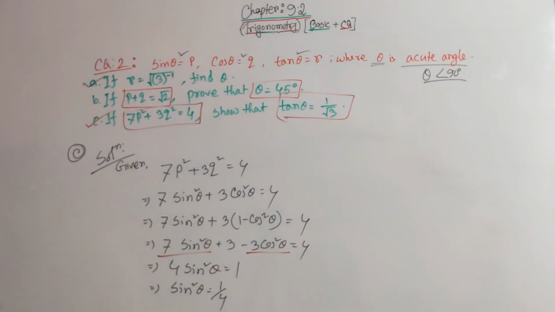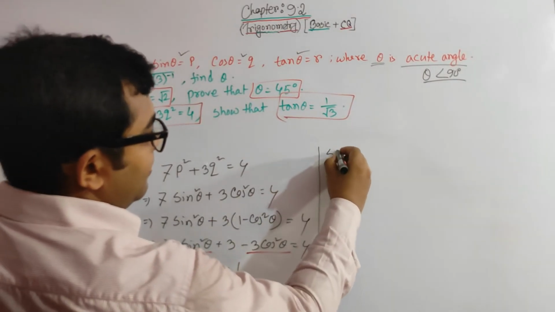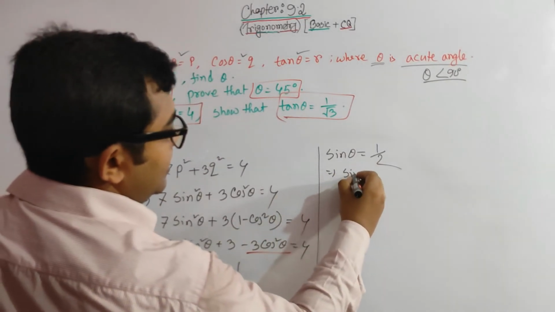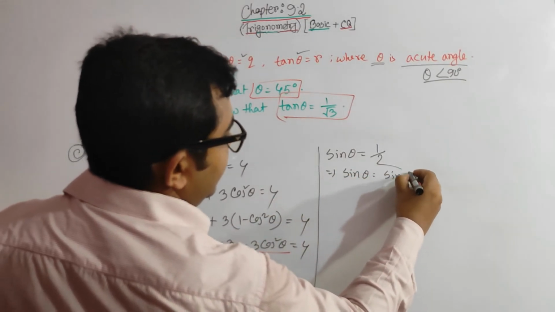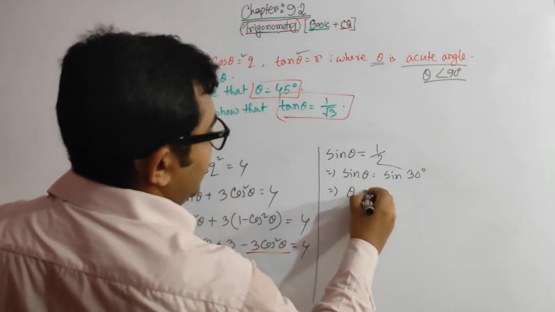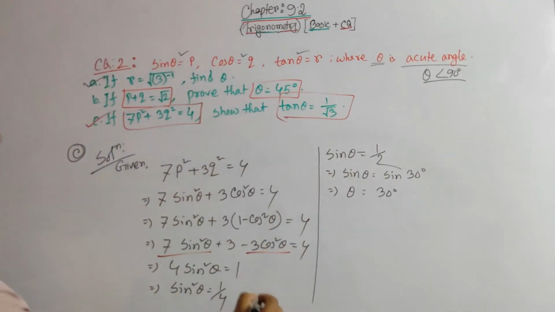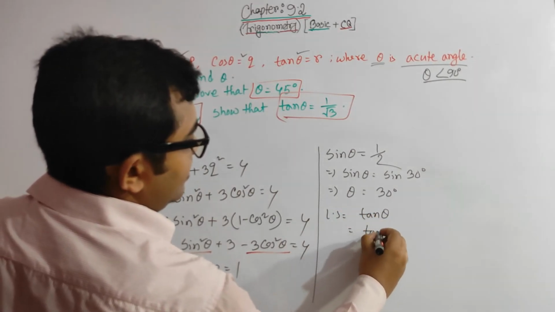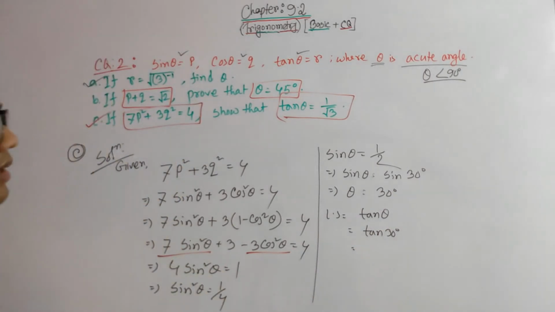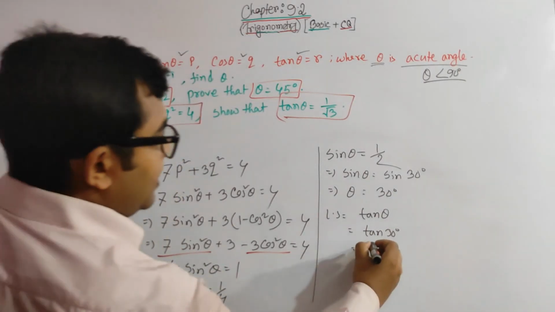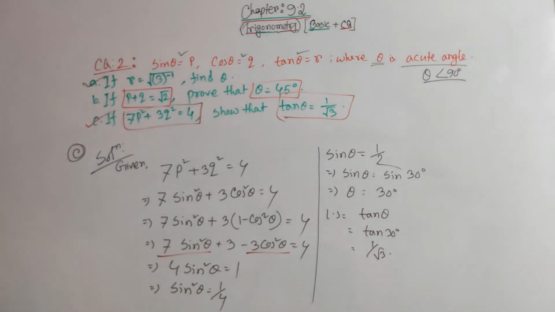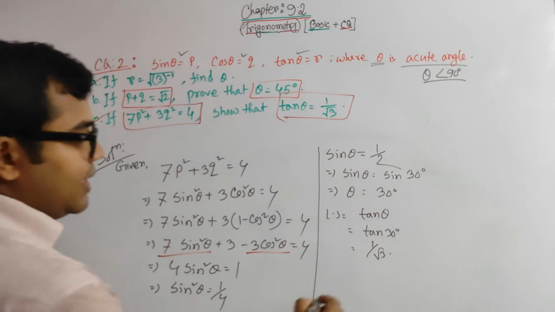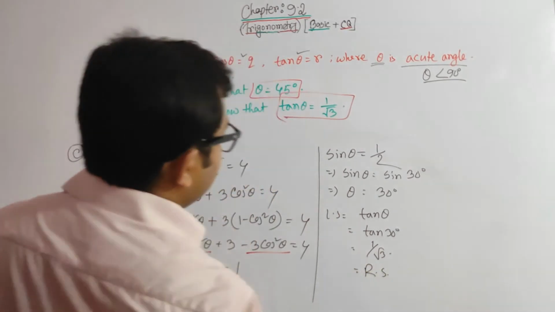Okay, let's see, sin θ = 1/2. If sin θ = 1/2, then we can write sin θ = sin 30°, or θ = 30°. Now our left side, what? Our left side is tan θ, so tan 30°, and that tan 30° is nothing but 1/√3. So since tan θ = tan 30° = 1/√3, and that is our right side, hence we can say this is our required result.